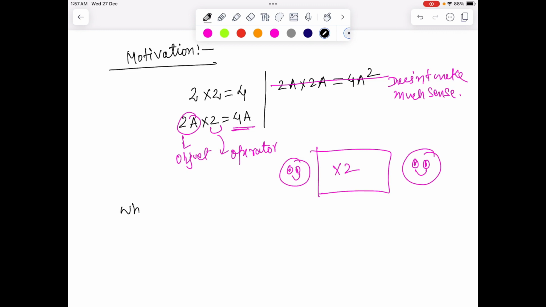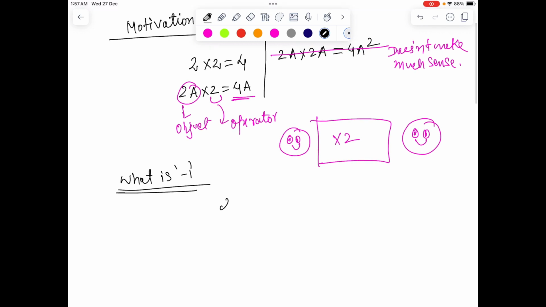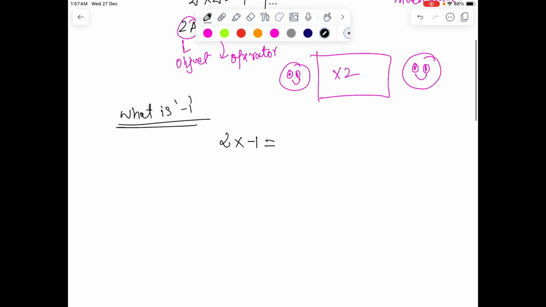Similarly, what is minus 1? Again, if you look from an operator perspective, if we have 2 into minus 1, we are getting minus 2. So you have 2 as an object, and you multiply with an operator which is minus 1, it gives you minus 2.